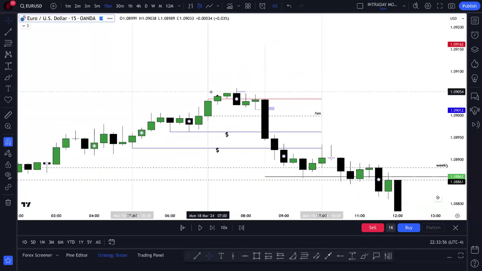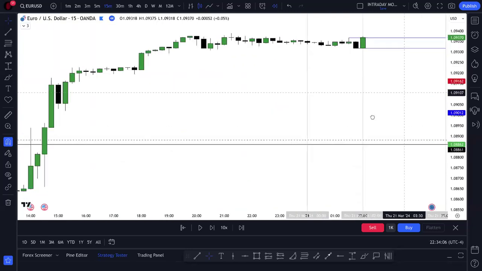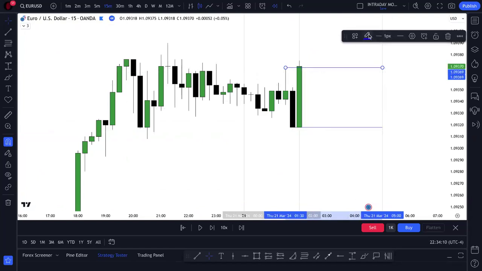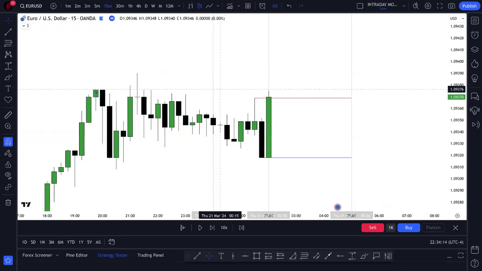Notice how the candle at 7 a.m. is not running a swing high. But here, at 2 a.m., that 2 a.m. candle is running a swing high. So we already got a purge on buy side already. Buy side has been ran.